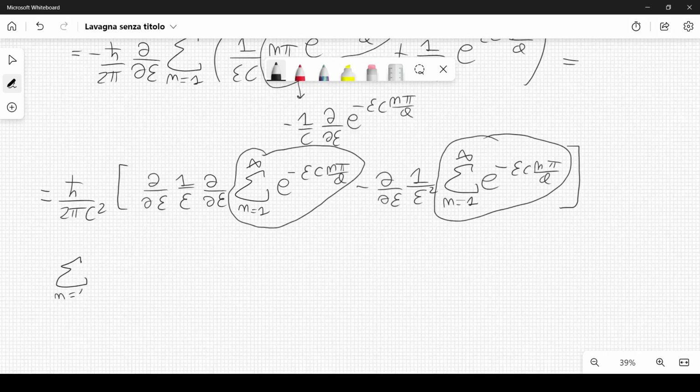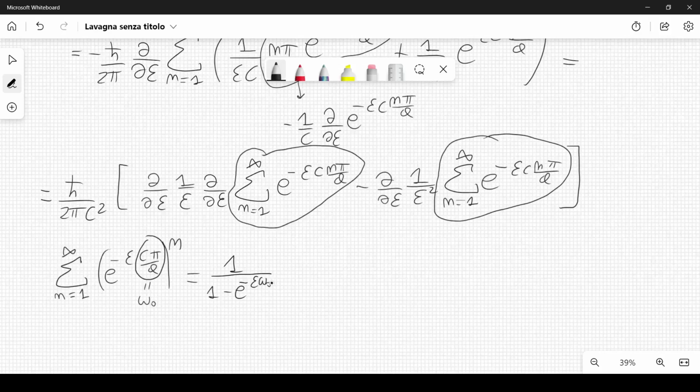Summation over n from 1 to infinity, e to the minus epsilon c pi over a, and then this is raised to the power n. So you can also rewrite this summation like this. But now this is a simple summation to carry out because it is a geometric series. So this is equal to 1 over 1 minus e to the minus epsilon, and now let me call c pi over a just omega naught, omega 0, okay?